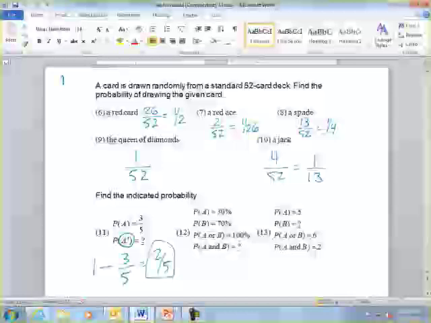The next 2 questions I would do as Venn diagrams. They don't have to be done as Venn diagrams. There were formulas given in the notes if you're more of a formula person, but I'm more of a picture person, so I like Venn diagrams.